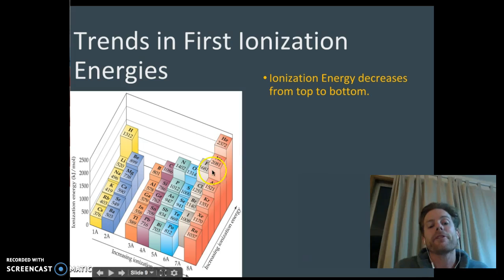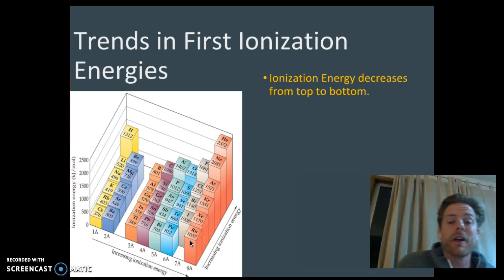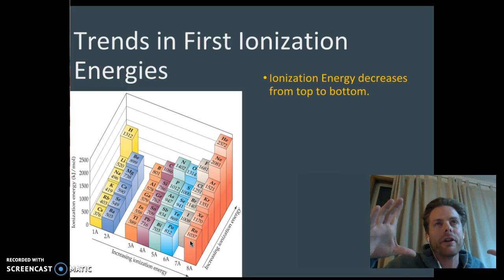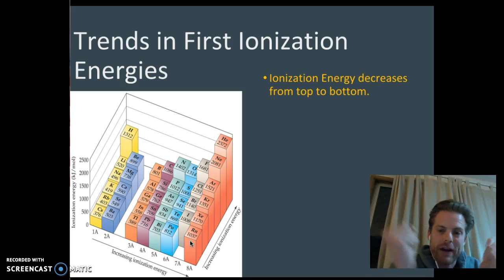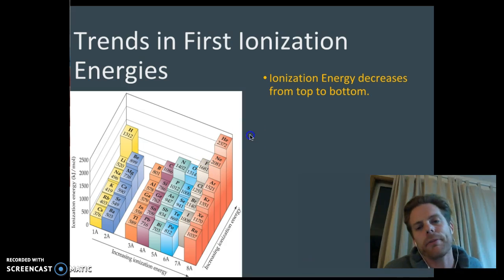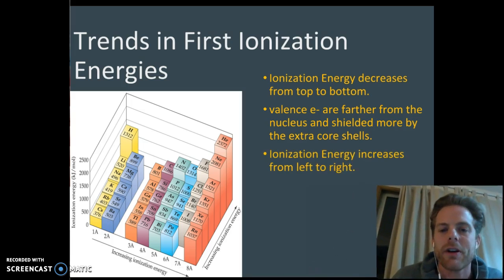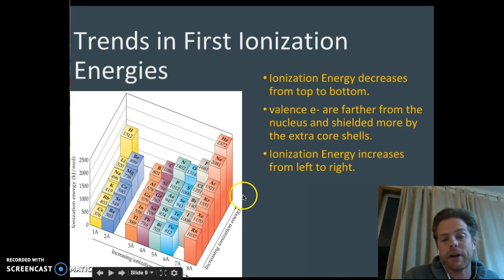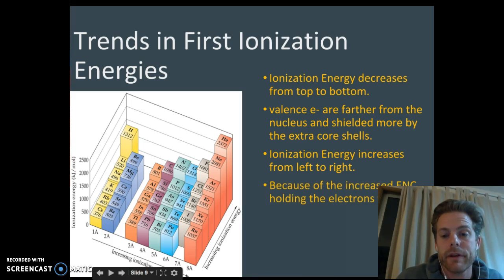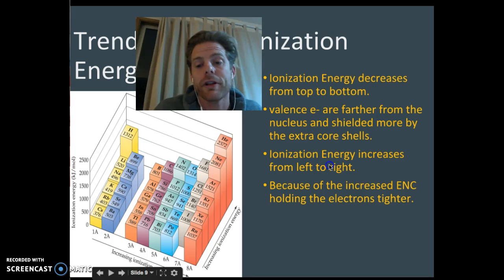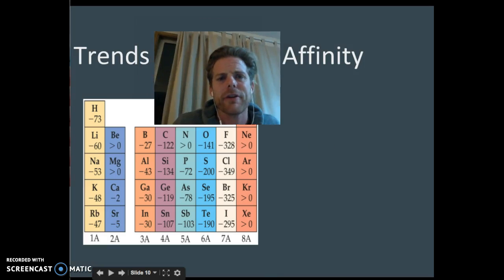This is because over here, those electrons are already so far away from the nucleus that the strength of the protons attracting those electrons is pretty small. Furthermore, valence electrons are farther from the nucleus. It increases from left to right. And this is because the increase of the effective nuclear charge holding the electrons tighter.